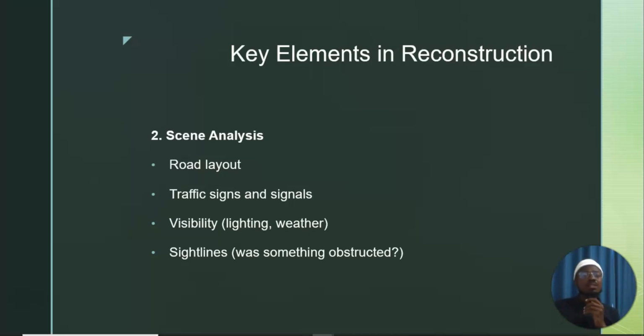So some of these analyses are done at the scene. This is what we call the scene analysis. And also the sight lines, that is, was something obstructed that led to the crash? So all these things are analyzed under the scene analysis, which is also a key element in accident reconstruction.